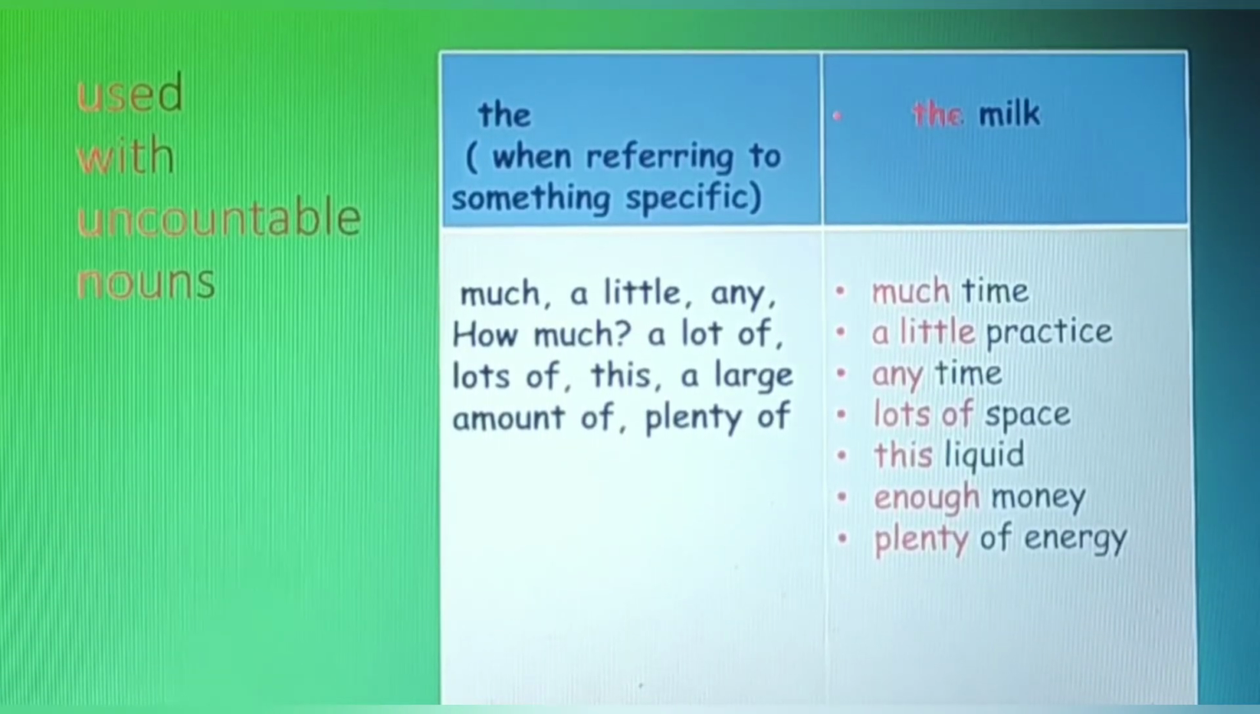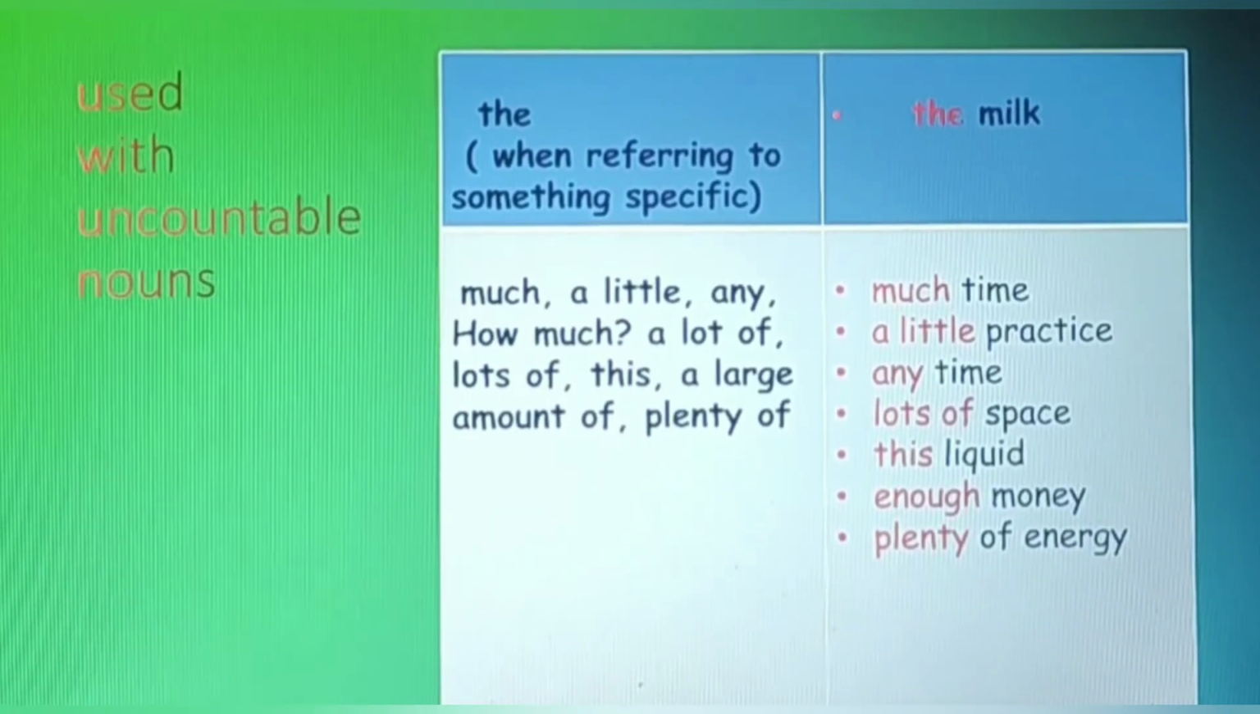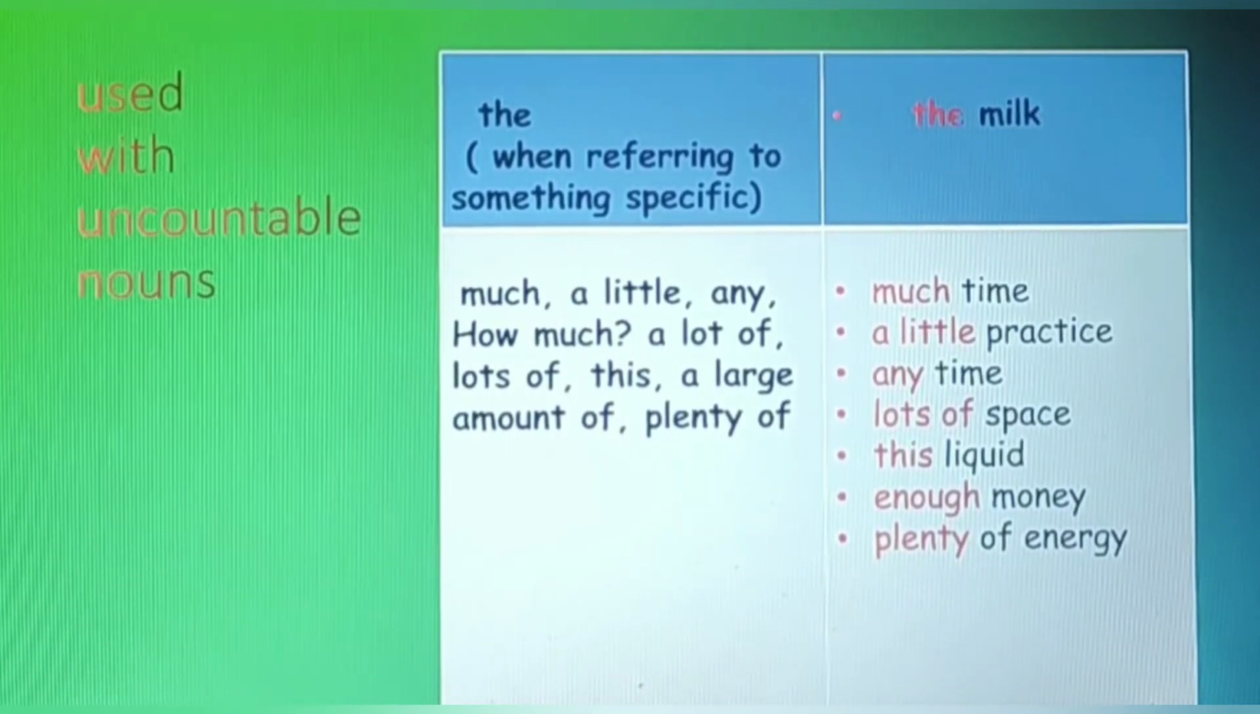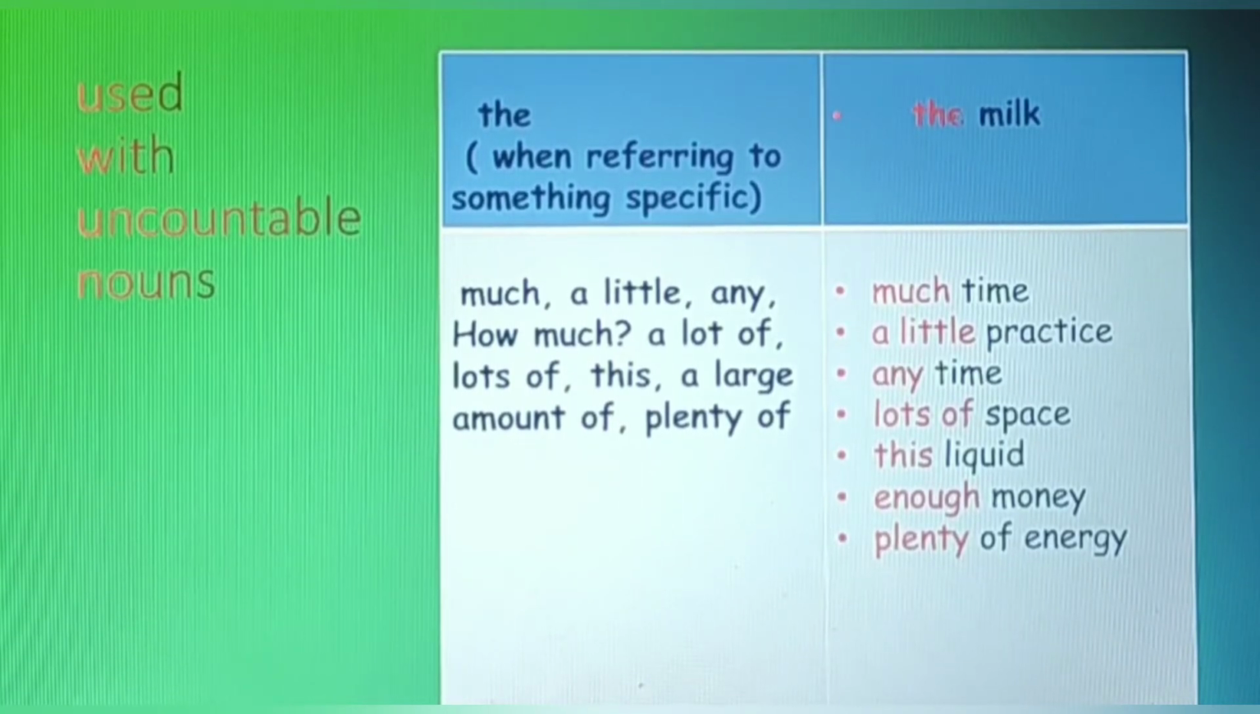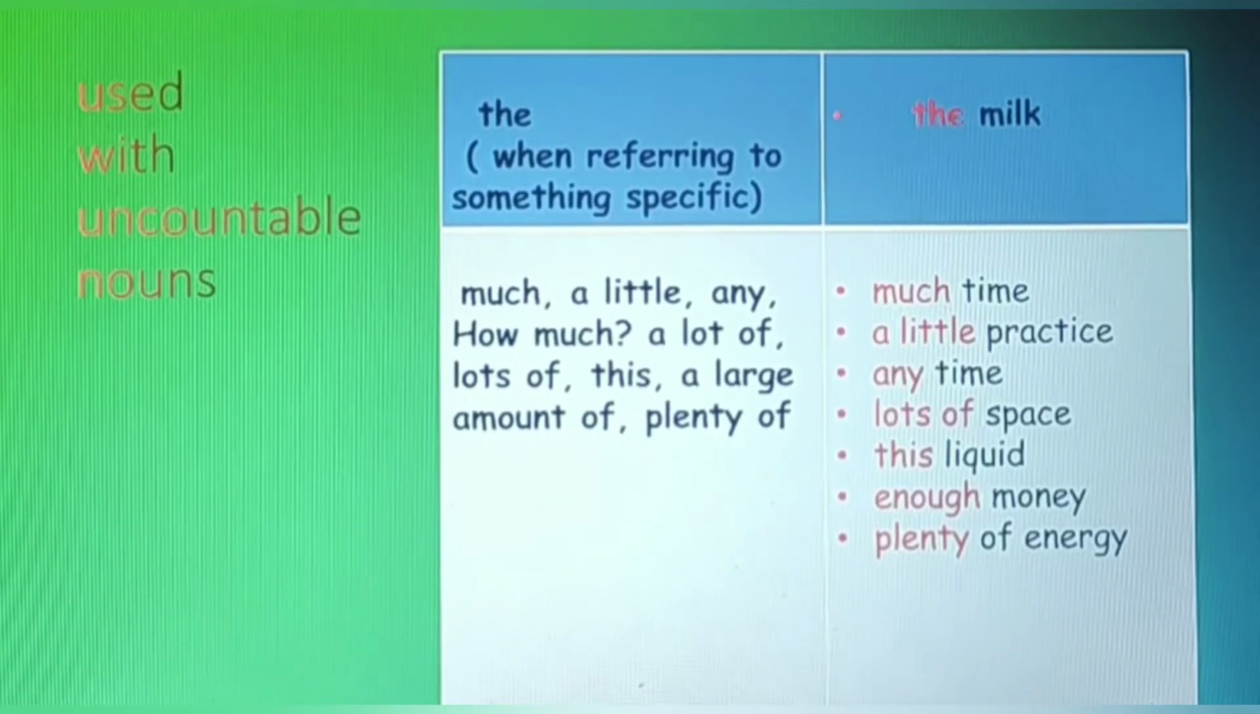So "I want the milk" would be an example where we are referring to something specific. Then we have words like much, a little, any, how much, a lot of, lots of, this, a large amount of, plenty of, etc. For example, much time. I don't have much time left with me. Even though we cannot count time, we can use the word much. Maybe I have to reach the airport and I don't have much time to reach.